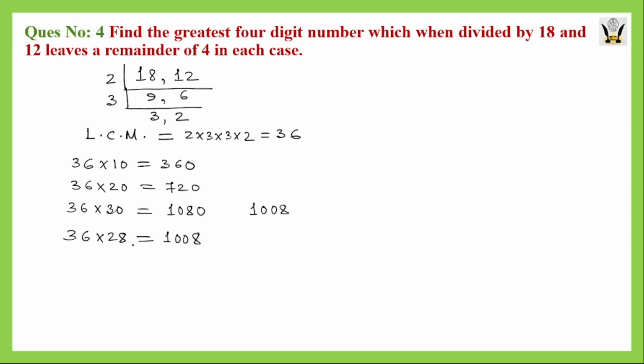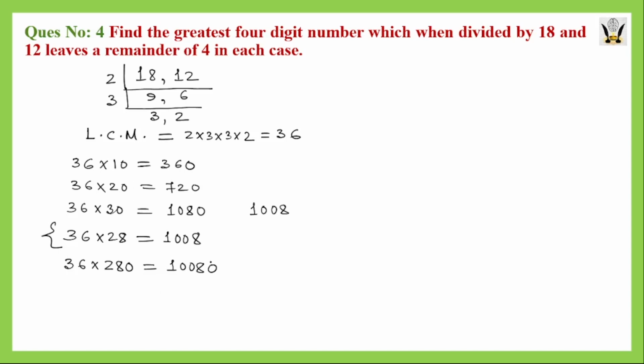Now we need to find the highest 4-digit number. So suppose we multiply 36 by 280, 280 means again 10 times, so it will become 1008 and then one more 0 here. So this is a 5-digit number, which is slightly more than the greatest 4-digit number. So again we will apply the trick that we have applied here to get the lowest 4-digit number.